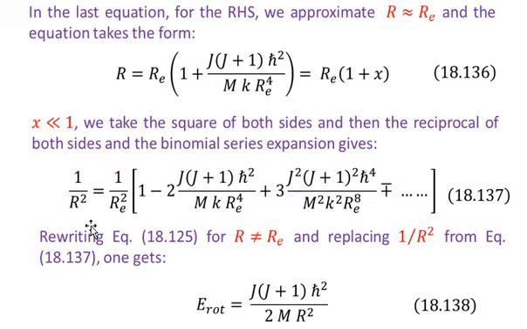That is 1 over r square will be equal to 1 over Re square, and then this expansion, the expansion of 1 plus x into the binomial series and putting back the value of x will give you 1 minus 2 times j into j plus 1 into h bar square over m k Re to the power 4, and then plus 3 times j square plus j plus 1 whole square h bar to the power 4 divided by m square k square Re to the power 8 plus minus and so on.